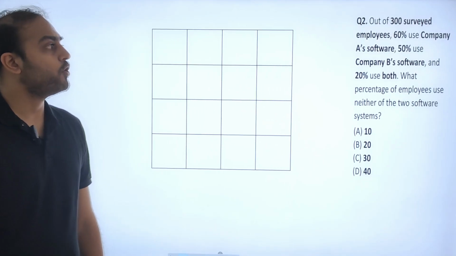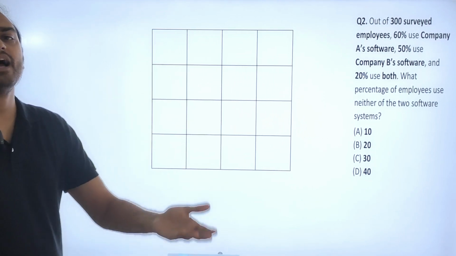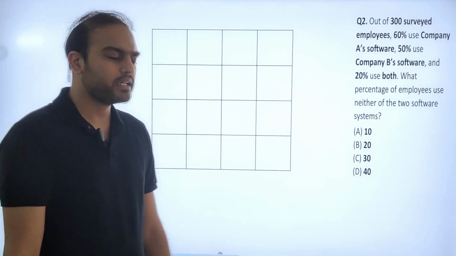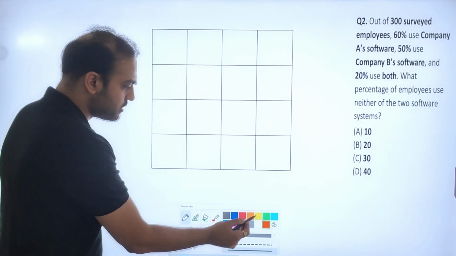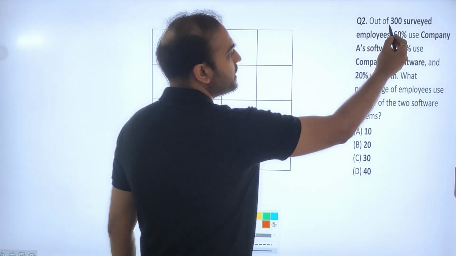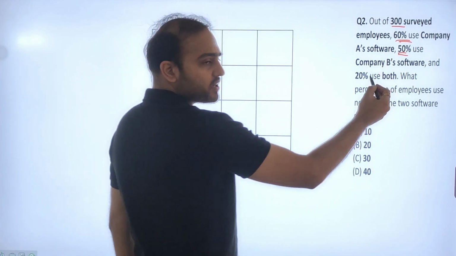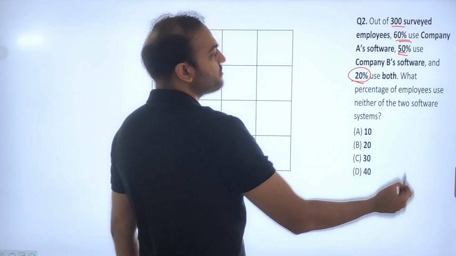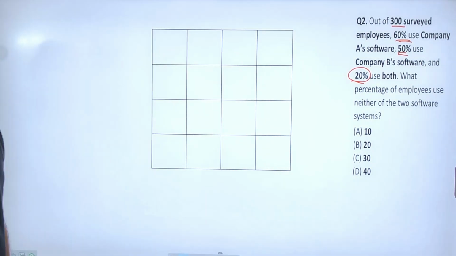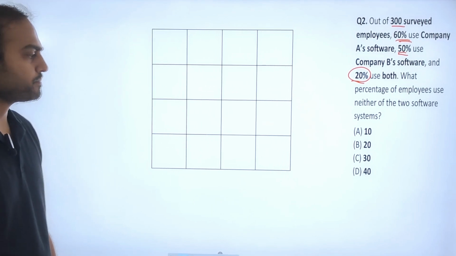Alright, I hope you have read the next question. Again, it's similar to what we did, but now we have percentages. Nothing really changes because of percentages. Your method will still remain the same. So we have 300 people employed, 60% company A, 50% company B, 20% use both.